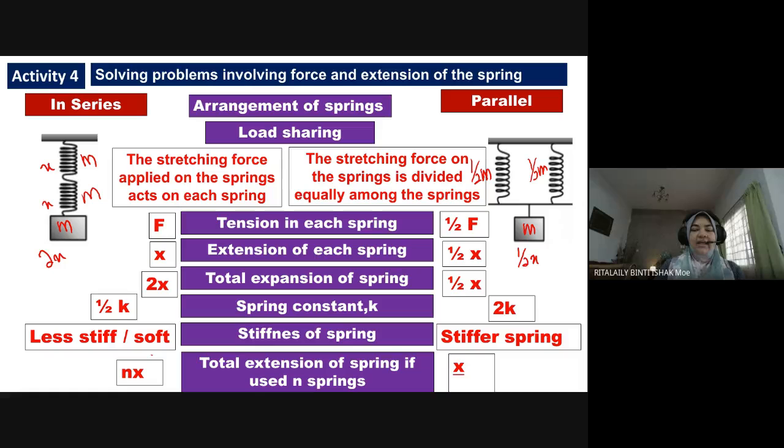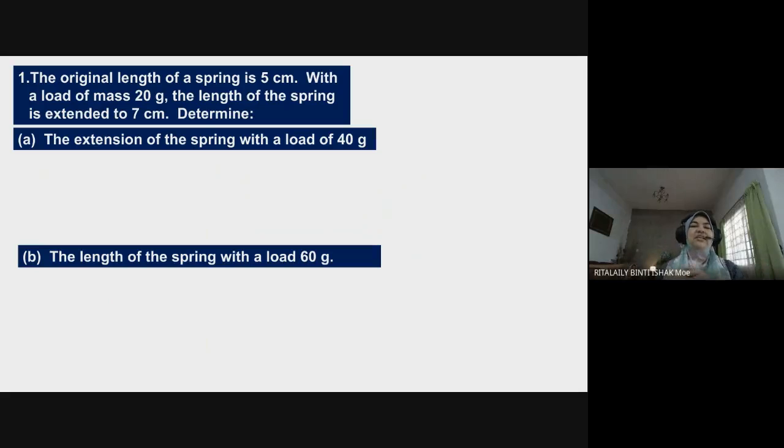Okay, let's look at an example of a question. Macam ni tak nampak kan? So, let's look at this one. The original length of spring is 5 cm. With a load of mass 20 gram, the length of spring is extended to 7 cm. Okay, A, determine the extension of the spring with a load of 40 gram.